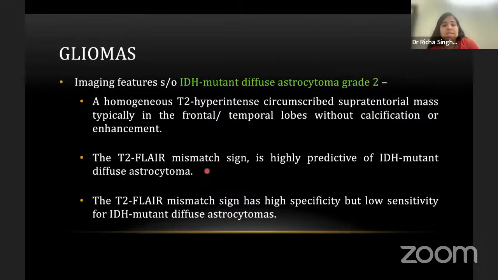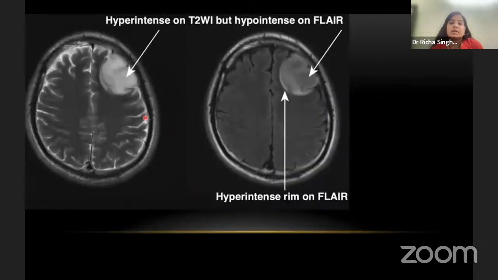And it is so significant that it has very high specificity, of the order of almost 100%, but the sensitivity is low. So let's see what this T2 FLAIR hyperintense sign is. What we are seeing here is a left frontal tumor centered in the middle frontal gyrus on the left side. It is a T2 hyperintense lesion, which is very well defined, limited to the cortex. Not much infiltration into the white matter.